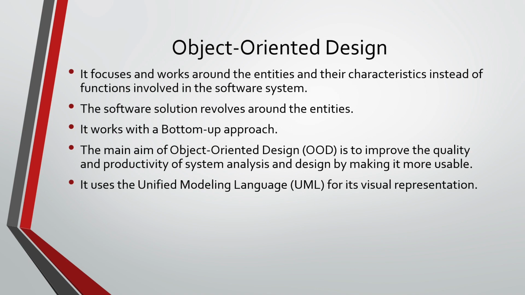On the other hand, we have object-oriented design. This is the counterpart of structure design because object-oriented design focuses and works around the entities and their characteristics instead of the functions involved in the software system, and the software solution revolves around these entities. It works with a bottom-up approach, like the one we talked about earlier, and its main objective is to improve the quality and productivity of systems analysis and design by making it more usable. It uses the unified modeling language to represent their diagrams so it can be better understood.